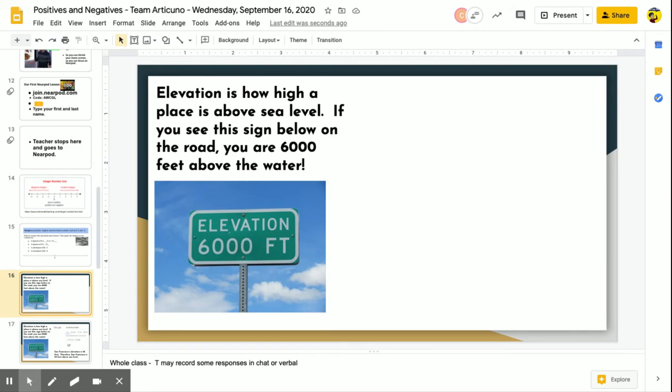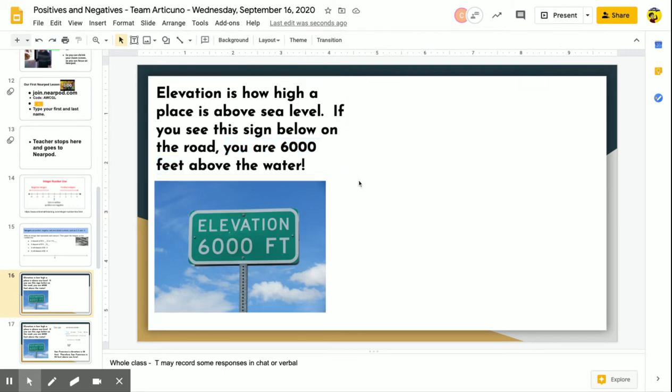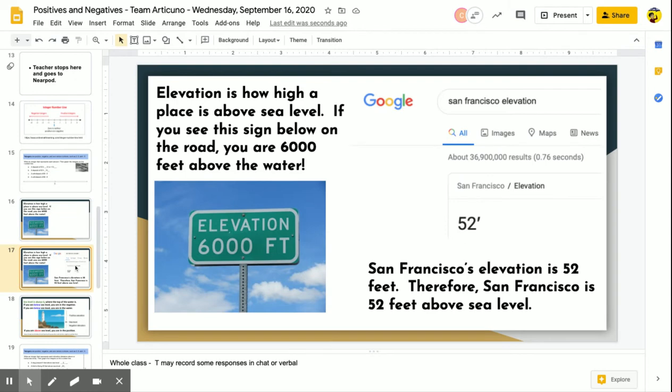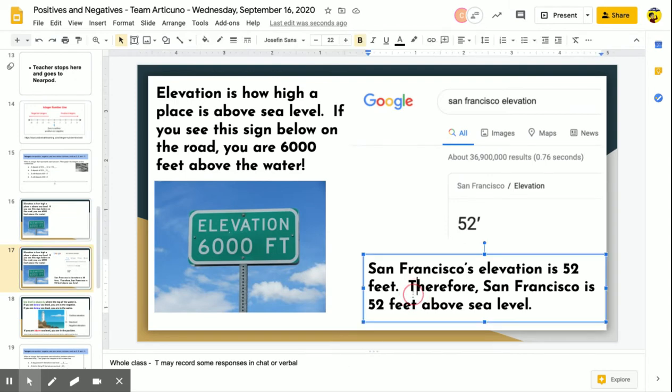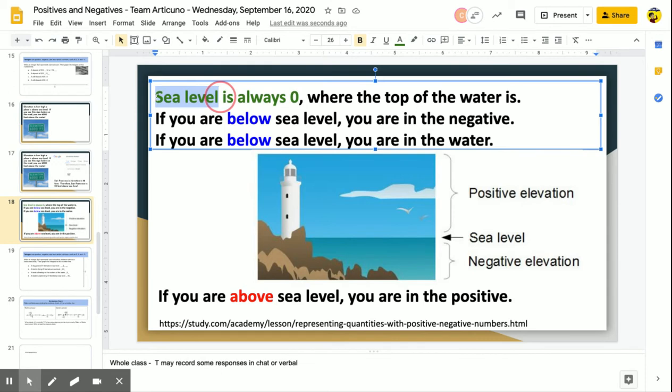We also talked about this idea called elevation. Elevation is how high a place is above sea level. If you see this sign below on the road, your elevation is 6,000 feet. That means you are 6,000 feet above the water. On Google, it says San Francisco's elevation is 52 feet. Therefore, San Francisco is 52 feet above sea level. Whenever we talk about sea level, we'll always call that zero. It's where the top of the water is. But if you are below sea level, you're in the negative. Below means negative, and that means you are actually underwater.